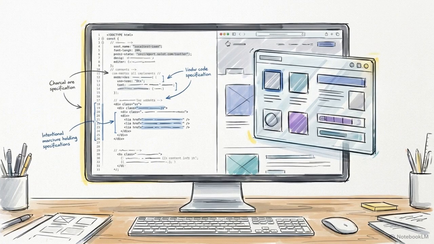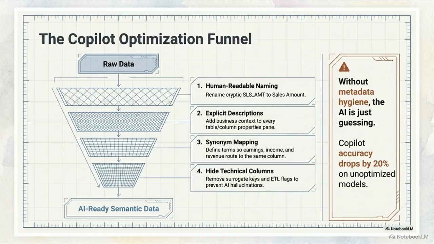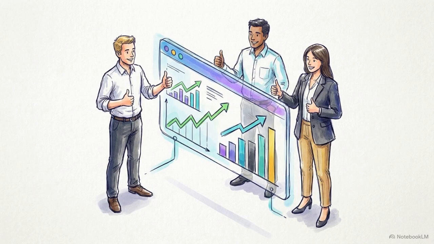With Fabric apps, those same semantic models serve as the backend for custom-tailored web applications. AI coding agents build these apps directly from specifications, handling complex engineering requirements like persona-specific views and custom business logic. This Copilot optimization funnel shows that without metadata hygiene, specifically human-readable naming and synonyms, AI accuracy drops by 20%. By bridging semantic models and coding agents, analytics teams can deploy secure, operational data apps without heavy engineering overhead.